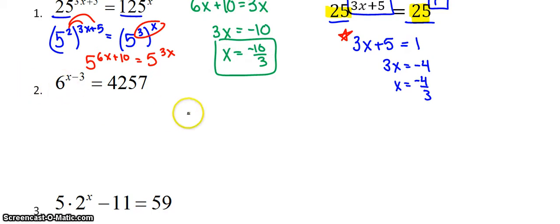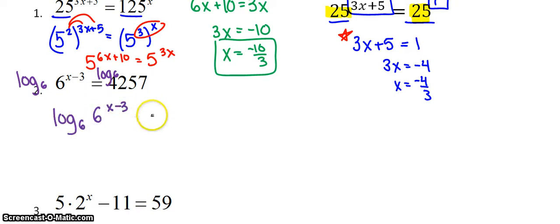So the inverse function of 6 to the x would be log base 6 of x, which we've proven before. So in order to undo that base of 6, I'm going to take the log base 6 of both sides. And I'll rewrite that because that's a little hard to see. So this is log base 6 of 6 to the x minus 3 equals log base 6 of 4,257.